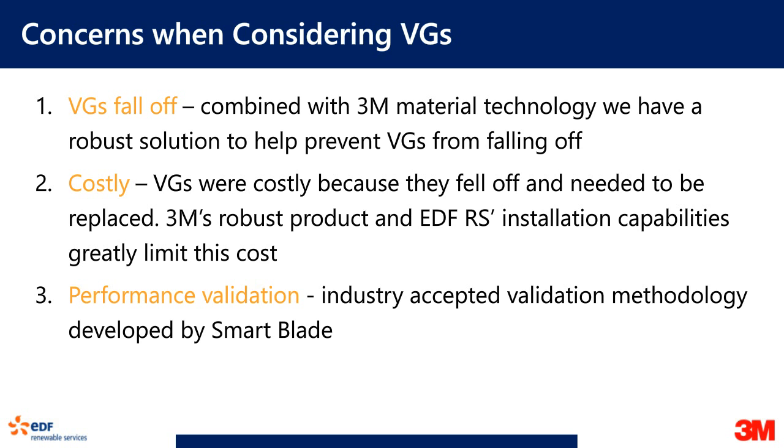Another thing to take into account is the cost. When the VG falls off, that means we have additional cost. For one, we have a reduction in the AEP that we were forecasting. We also have the cost to reinstall. That is the material and labor cost to go back out to the turbine and put the VGs back on. We also have more downtime. We have more time that turbine is not producing energy. This is why we have partnered with 3M, as they have a robust product that adheres to the blade, and it is partnered with EDF's streamlined installation process to reduce the owner's cost.